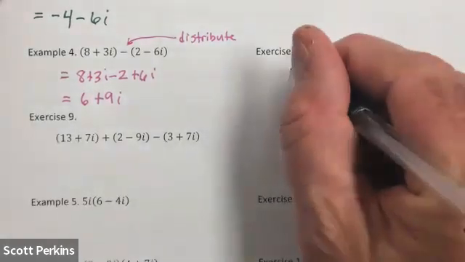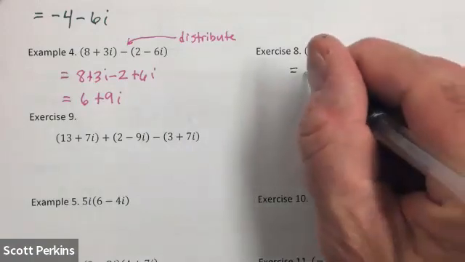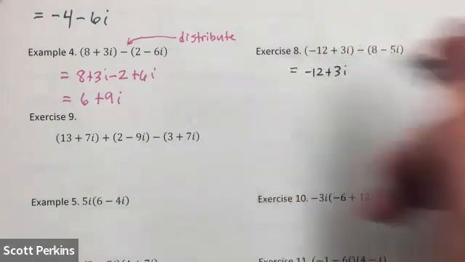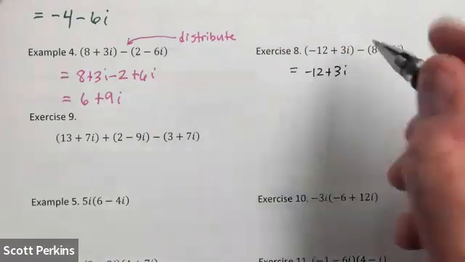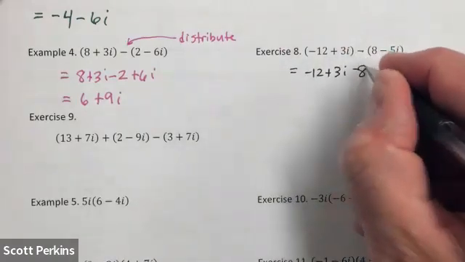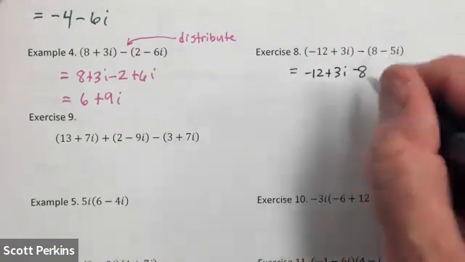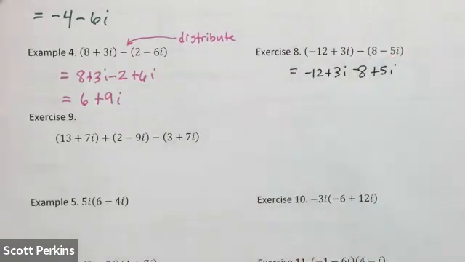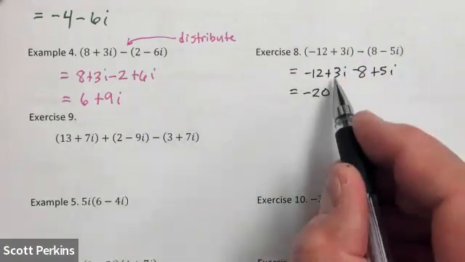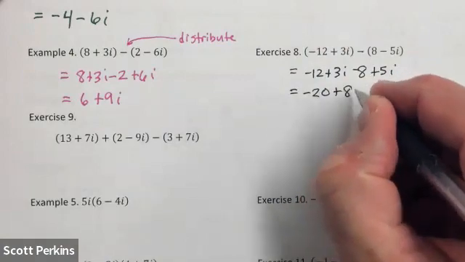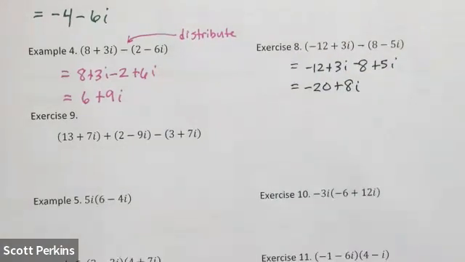I'm going to subtract. I'm going to distribute that negative. So I've got negative 12 plus 3i. Notice that first complex number does not change at all. And now I'm going to distribute. So a negative times 8 is negative 8. A negative times a negative 5i is plus 5i. And when I now combine my like terms, negative 12 and negative 8 is negative 20. 3i and 5i is 8i. And there we go. There is my answer.